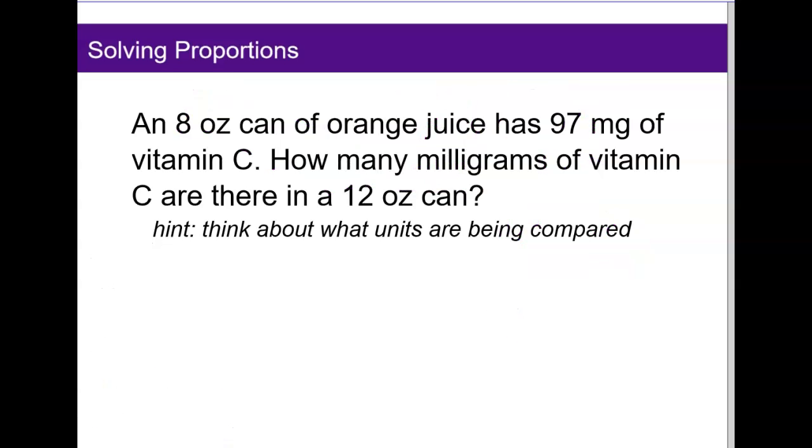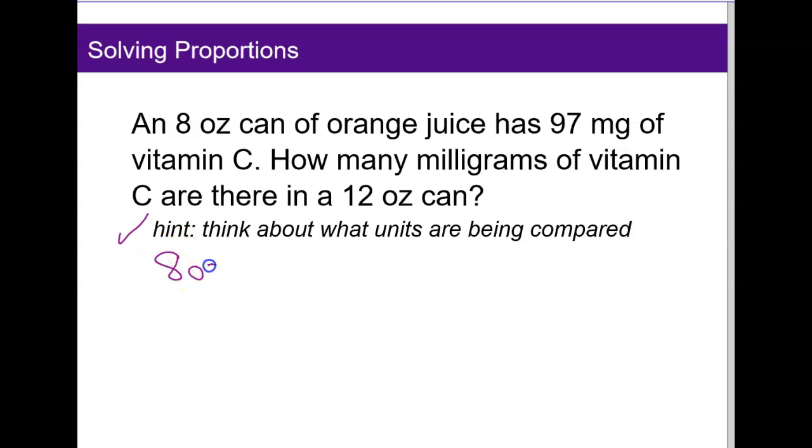And now let's see how we could apply proportions. I want to be able to write a proportion for this problem. An 8-ounce can of orange juice has 97 milligrams of vitamin C. How many milligrams of vitamin C are there in a 12-ounce can? And here's a great hint. Think about what units are being compared. So we can use proportional reasoning to solve this proportion here.